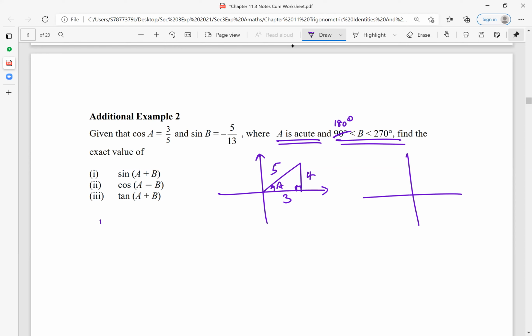So this one will be over here. This is B, and it's negative 5 over, so O is 5, H is 13, O over H. Yeah, correct. And this part will be negative, so this one will be 12. Okay, understand? So far so good?